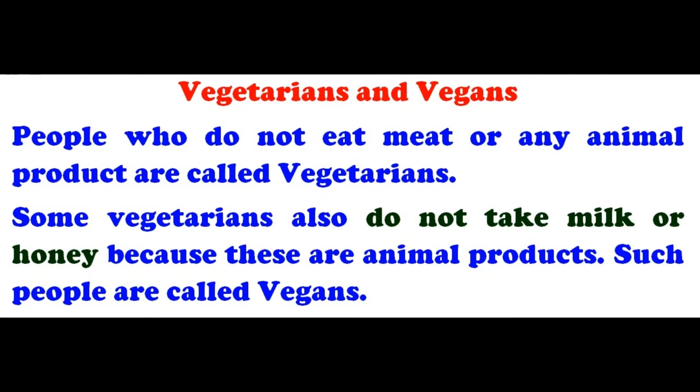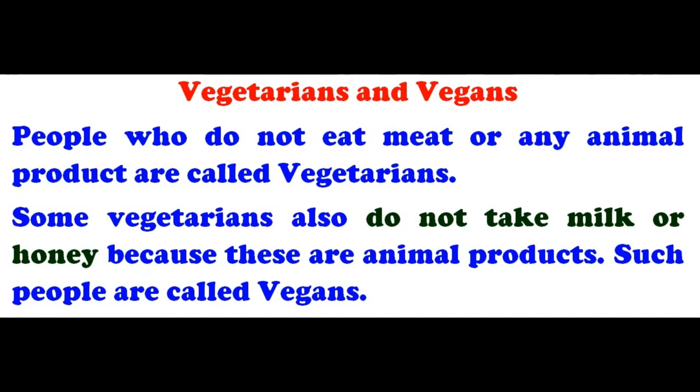And we can divide the human beings by their food habit into mainly 2 categories. Number 1, the people who do not eat meat or any animal product. The people who prefer food derived from plants and plant products. Such people are called vegetarians. And the meal that contains only plant and plant products is called a vegetarian meal.